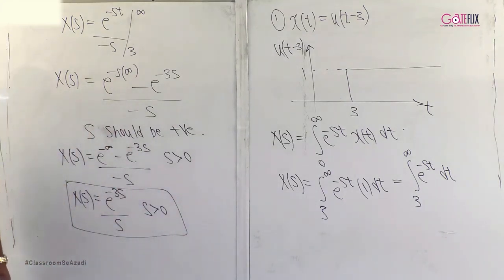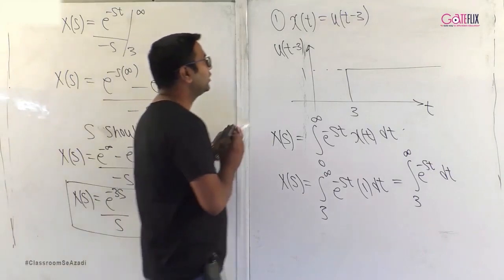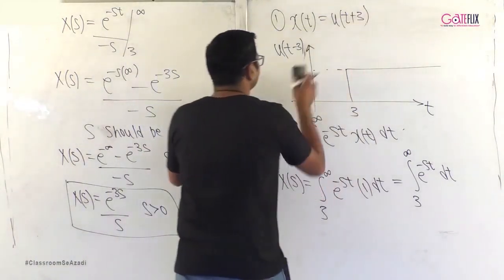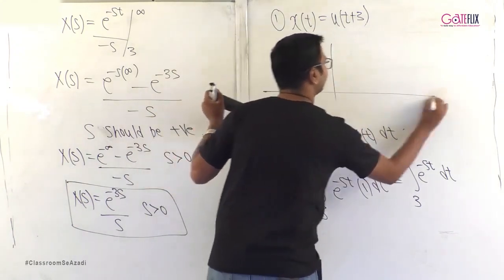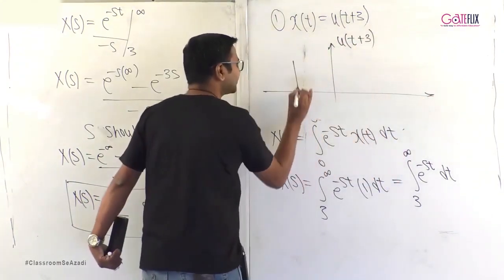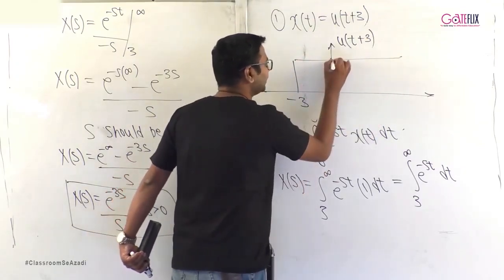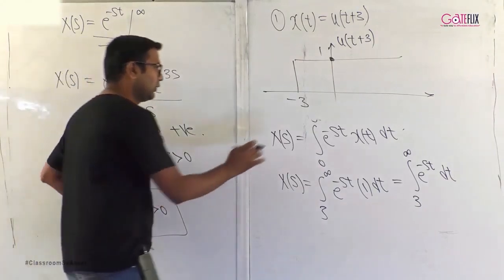I hope we have understood how to solve the unilateral Laplace transform. Let us go to the next question, which will be u of t plus 3. The u of t plus 3 is a unit step signal that starts from minus 3 and goes to infinity, whose amplitude is 1.